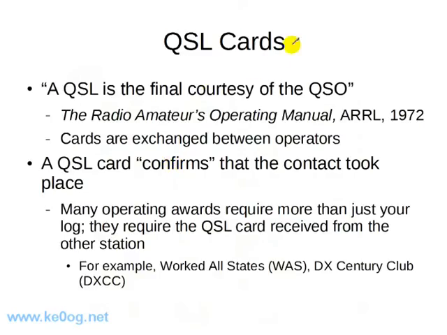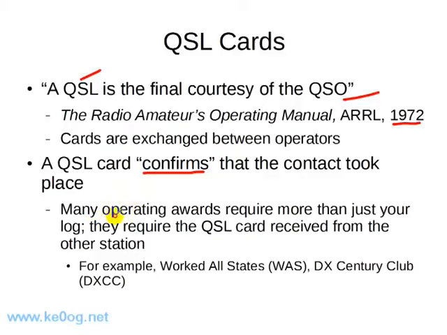Now, having talked about logging, let's talk about QSL cards. For contests and stuff, it's enough to submit your log, and that's all that they need to determine awards and so on. But QSL cards were confirmed very early on in amateur radio. In fact, and here's an old 1972 book, a QSL is the final courtesy of the QSO. The QSO, of course, being the contact, the QSL being the confirmation. So the QSL card confirms that the contact took place.